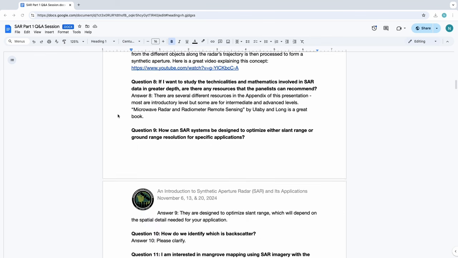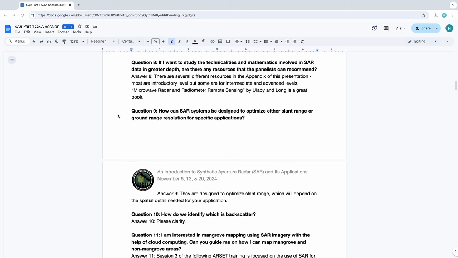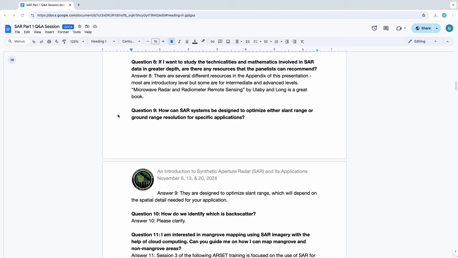Question eight, if I want to study the technicalities of the mathematics involved in SAR data in greater depth, are there any resources that the panelists can recommend? Again, I put a series of resources at the very end. And there is a book that is kind of the guideline, the basic book of microwave remote sensing, by Ulaby and Long. It's really a superb resource. I think there were three volumes. I know it's been republished. So it's just a superb resource to have.